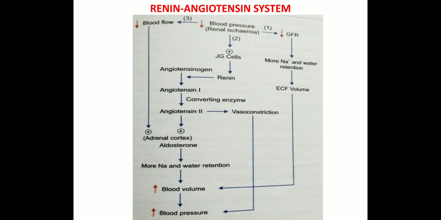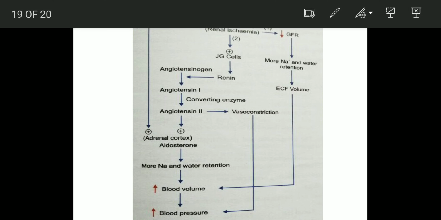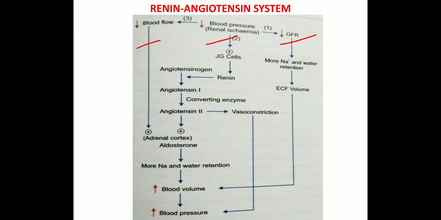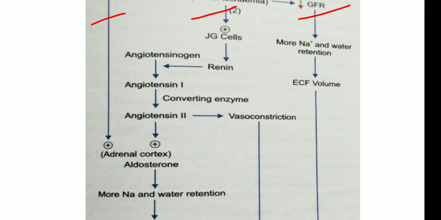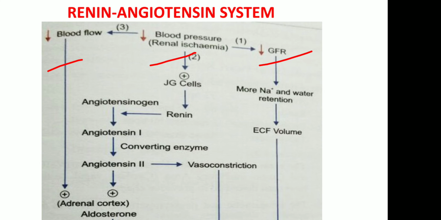It has basically 3 steps. What you need to remember about the renin angiotensin system is whenever there is a decrease in blood pressure or decrease in blood flow or decrease in your glomerular filtration rate, your GFR. Whenever there is a decrease in GFR, or a decrease in the renal flow, or decrease in blood pressure, what will this cause? This will stimulate the JG cells.